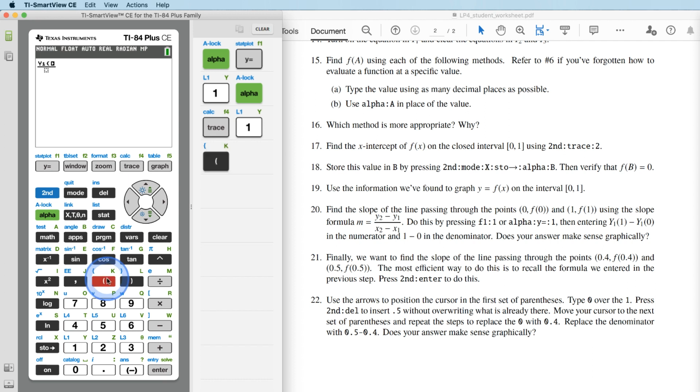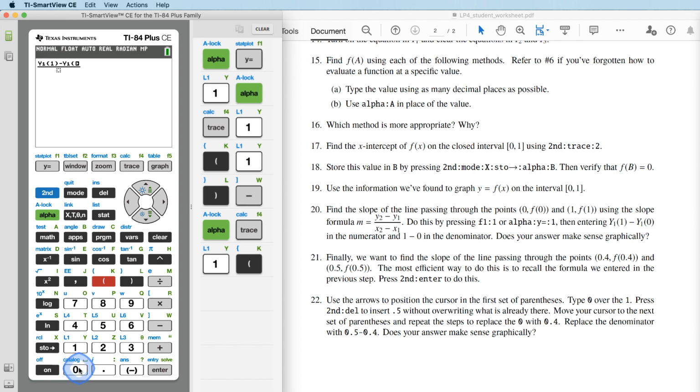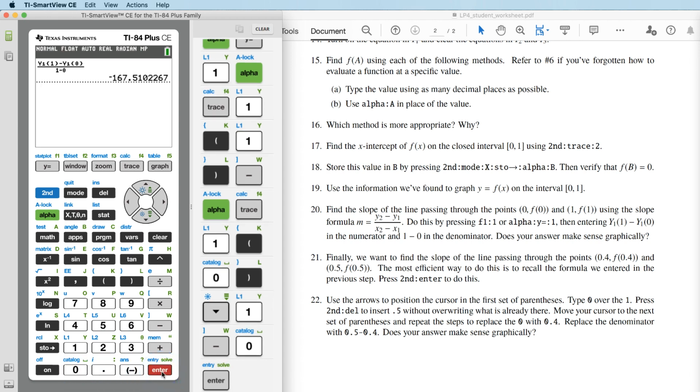So y1 of 1 minus, and then I'm going to do that again, going to F4 to bring up y1 of 0. Arrow down to move into the denominator, and the x2 minus x1 is just 1 minus 0. And then I can hit enter. Okay, so pretty easy. The fraction template is convenient. If you don't use the fraction template and you're trying to do your calculation all in one go, you end up needing to use a lot of parentheses, and that can cause some errors and frustration.